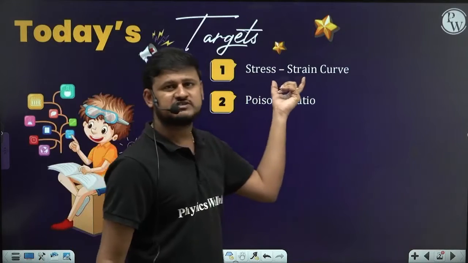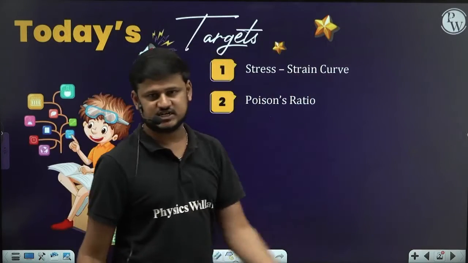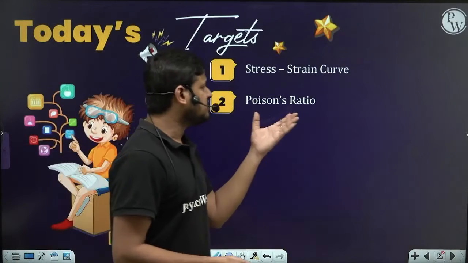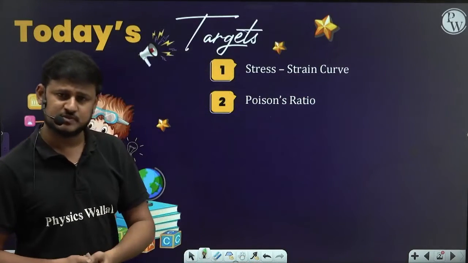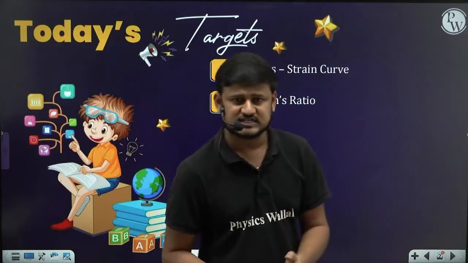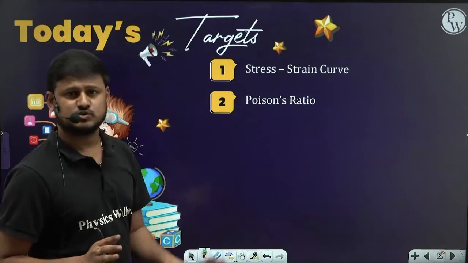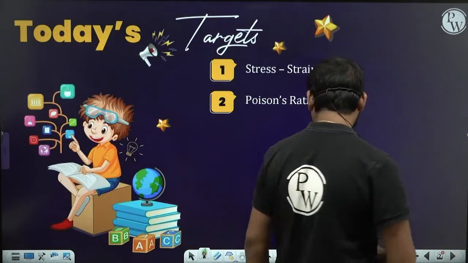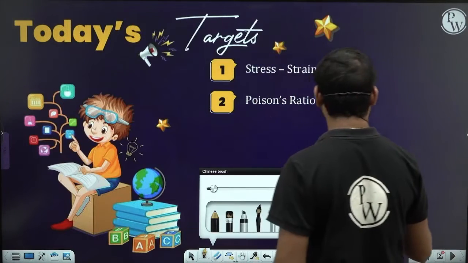Direct theory questions will be picked from the stress strain curve. And Poisson's ratio is also a simple topic. So we will do some questions based on these two topics as well. It's going to be a short lecture for today's class. We'll cover only these two topics. After this chapter we'll start the mechanical properties of fluids. Chalo, let's move to the next concept.